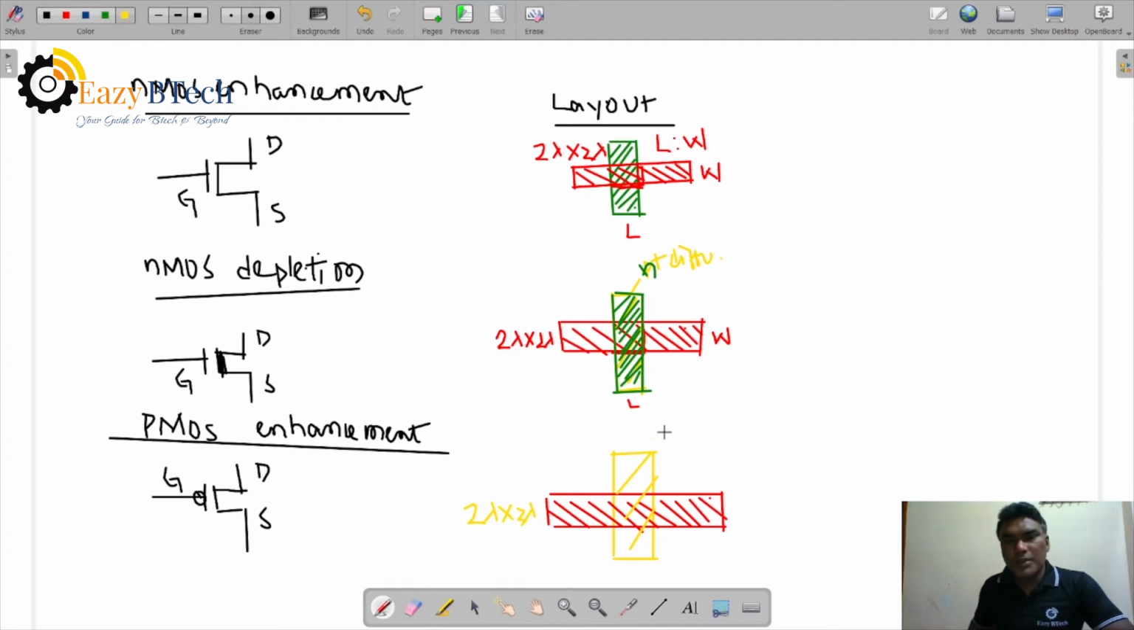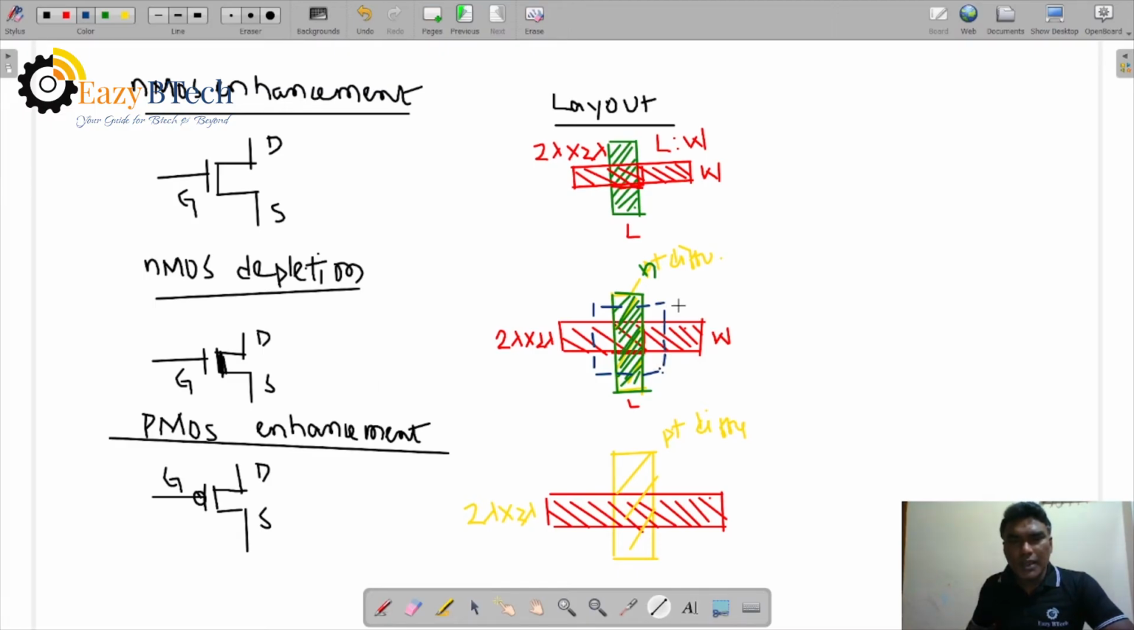This one is a P plus diffusion. And here one more thing: a dotted line is there. Depletion means dotted line. Right? Implantation. In the stick diagram, we represent a depletion with a dotted line.